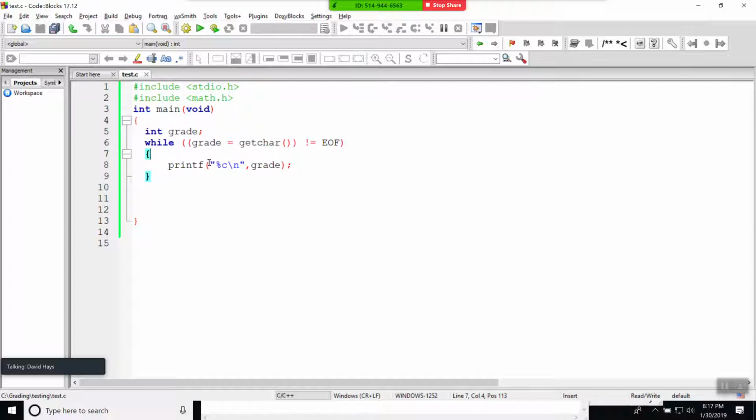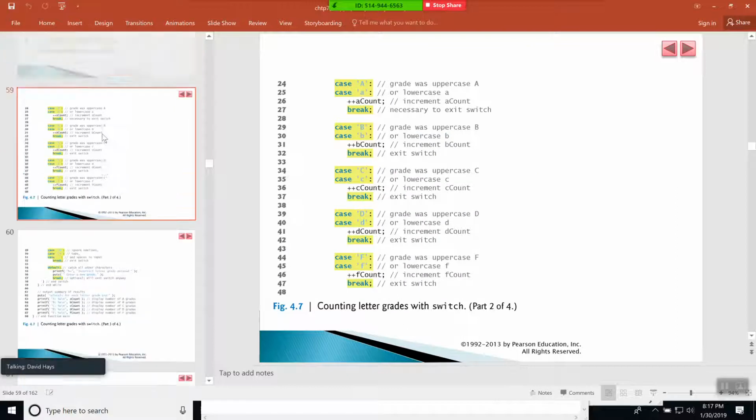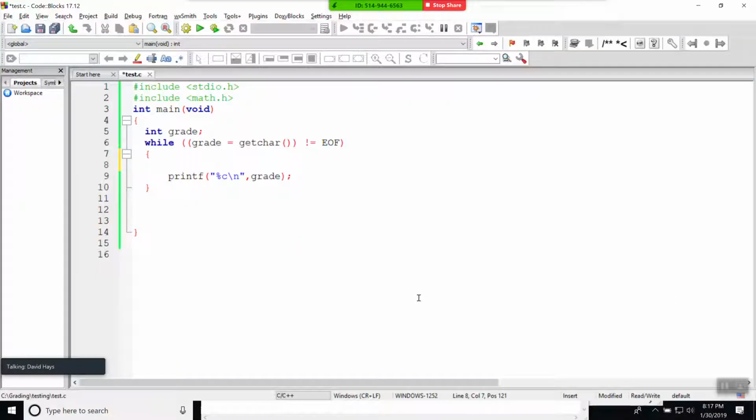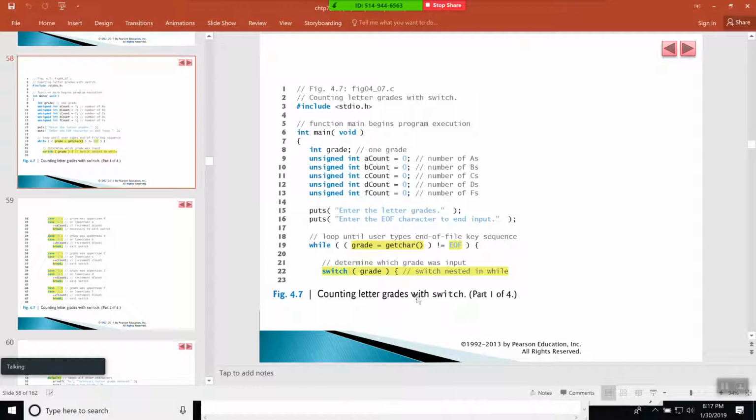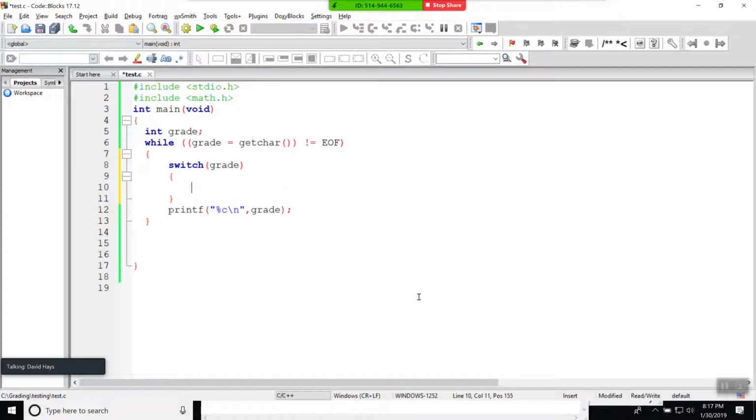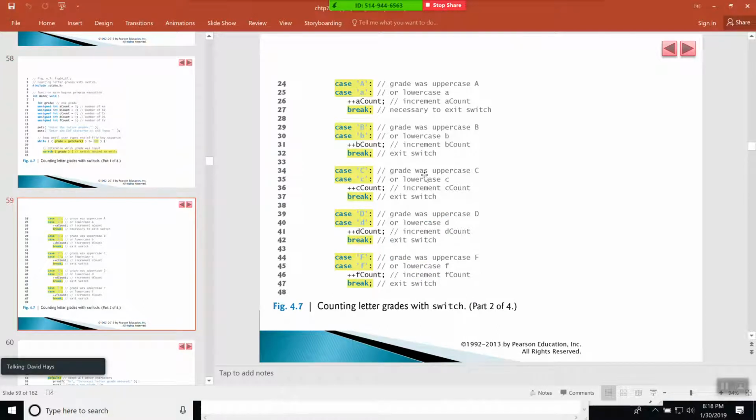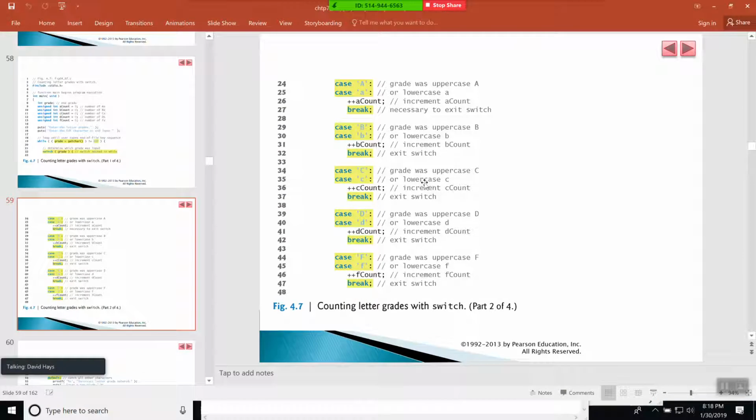But at this point, then you want to check what they input. For example, I'll look up this syntax because I don't have this memorized either. Switch, grade. Beginning curly brace. And this says case, and single quote.